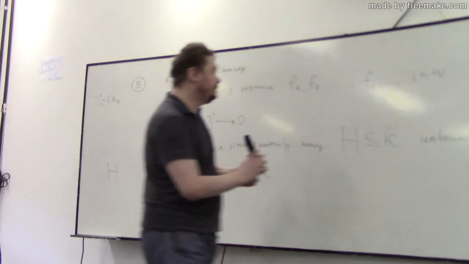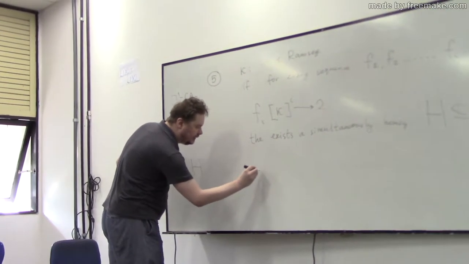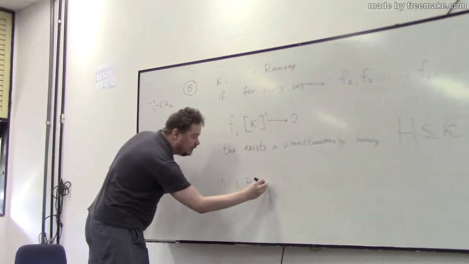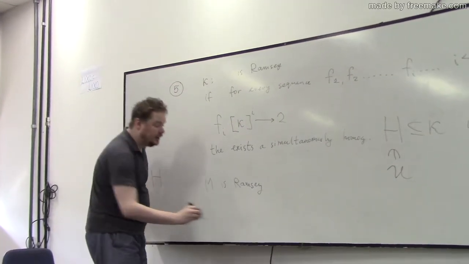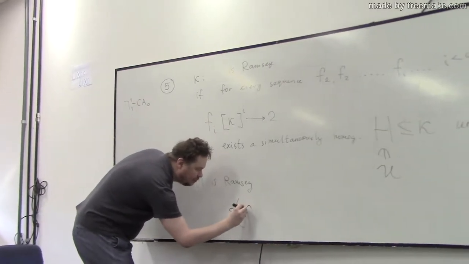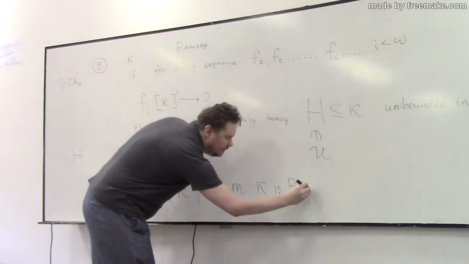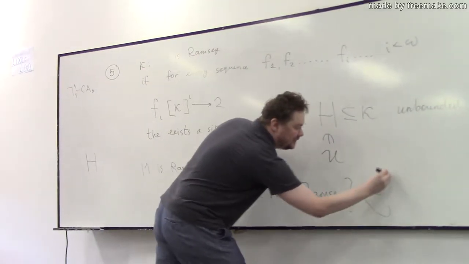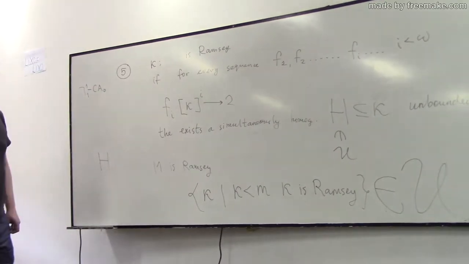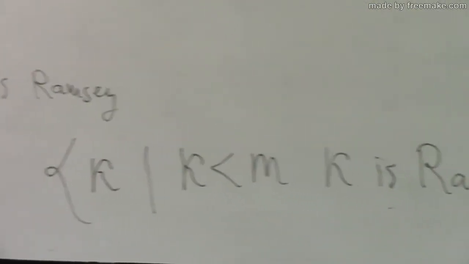Okay, so let's continue. By the way, if you like the measurable cardinal, measurable, let's call it M, is Ramsey. And H can be chosen to belong to the ultrafilter. Moreover, the collection of all cardinals kappa smaller than measurable, kappa is Ramsey, belongs to the ultrafilter. The ultrafilter, you mean the complete? The complete non-principal ultrafilter on the cardinal. Yeah. On the measurable cardinal.